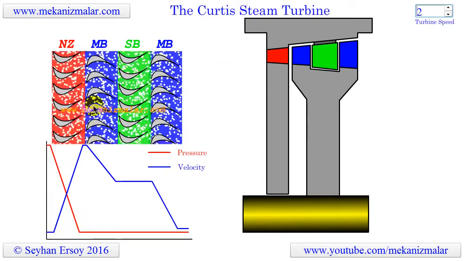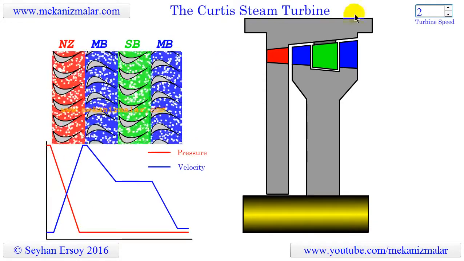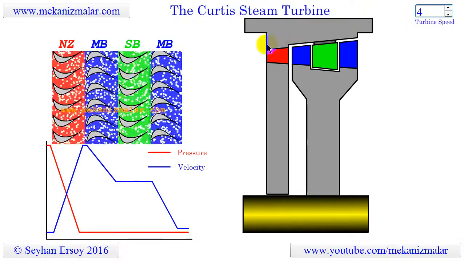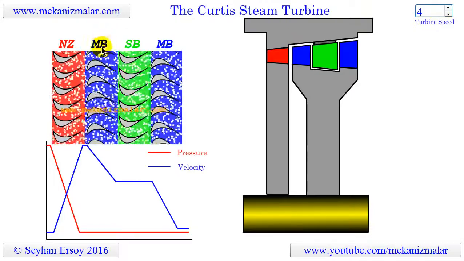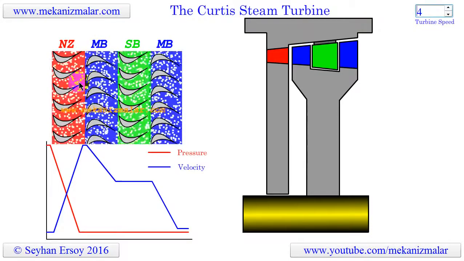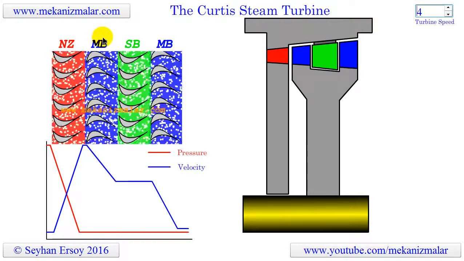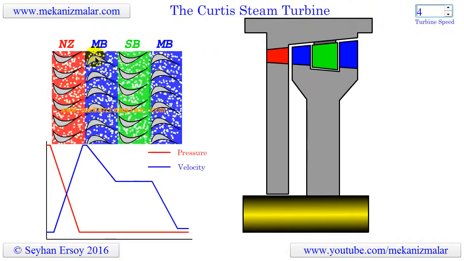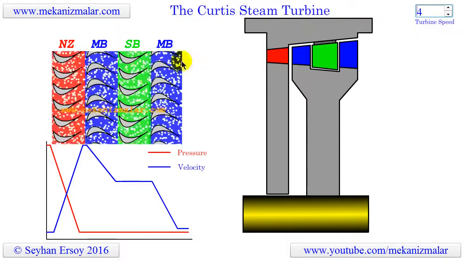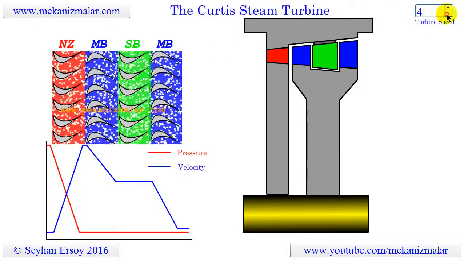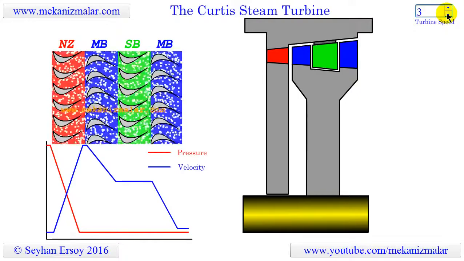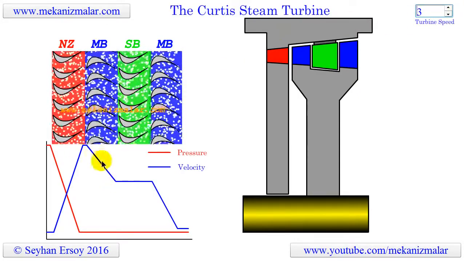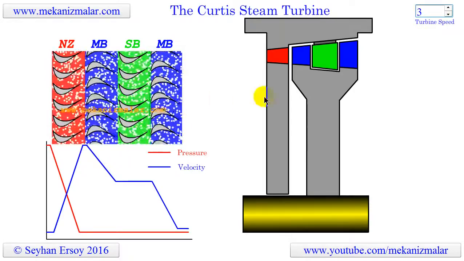The next stage, shown with blue color, corresponds to the first action stage with moving blades. This stage is indicated by MB. The steam coming with a high speed from the nozzles hits the moving blades and pushes them forward. During this process the direction of steam changes and kinetic energy of the steam is converted to mechanical energy. As a result, the velocity of steam is reduced in this stage, as can be seen in the plot. The blades in this stage are attached to the rotor of the turbine.